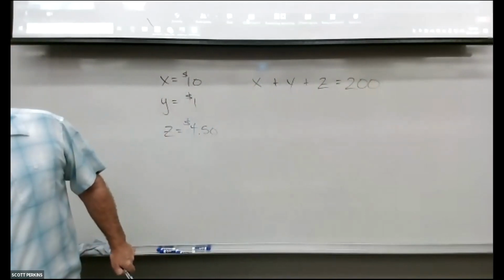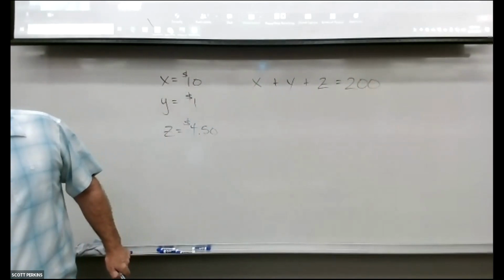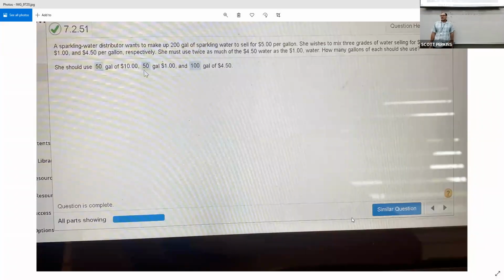Okay, so the next thing, I'm going to make anybody dizzy who watches the video. The next thing says that I want 200 gallons of water and I want it to cost $5 a gallon. Well, if I put those two things together, if I have 200 gallons of this sparkling water and it costs $5 a gallon, how much does it cost altogether? 1,000. So that's going to give me the ability to write my second equation.